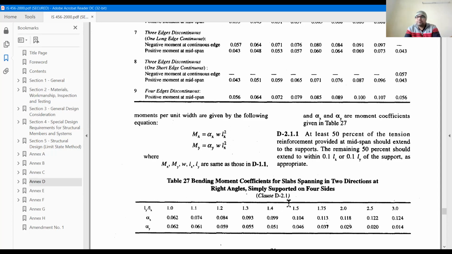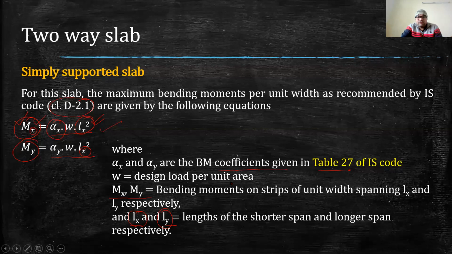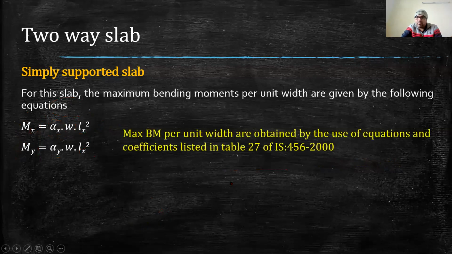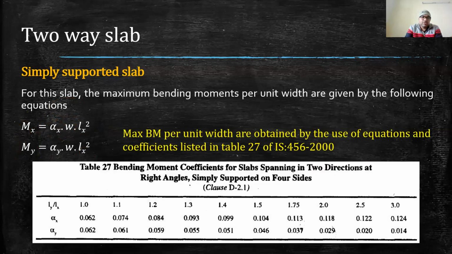By chance, if we have an aspect ratio in between these values, for example 1.25, which lies between 1.2 and 1.3, then we will do interpolation. We will see how to do that in the design example. I have provided the table here also, so we will use this table to calculate alpha x and alpha y.